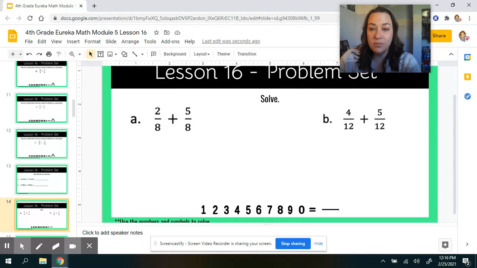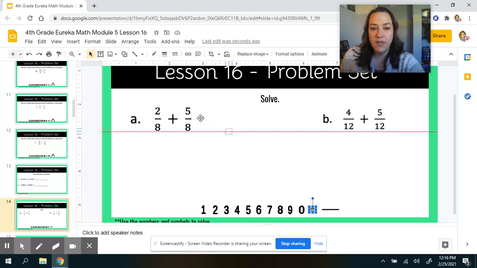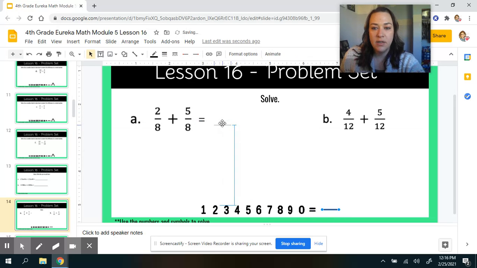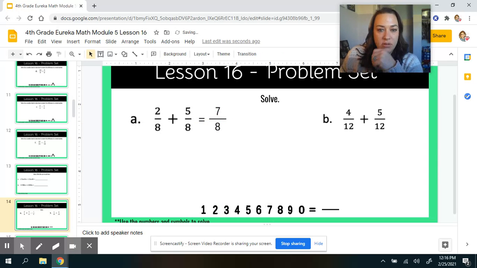Very similar to subtraction. Our denominator is going to stay the same as long as they're the same. If both of my fractions have the same denominator, then it stays the same when we just add our numerator. So very similar to our subtraction. We know we're working with eighths, so that's going to stay eighths. And then we can add our numerators. 2 plus 5 gives us 7. So 2/8 plus 5/8 is equal to 7/8.